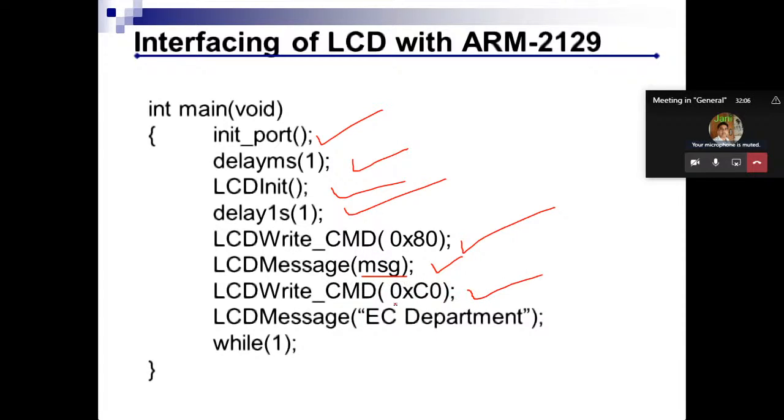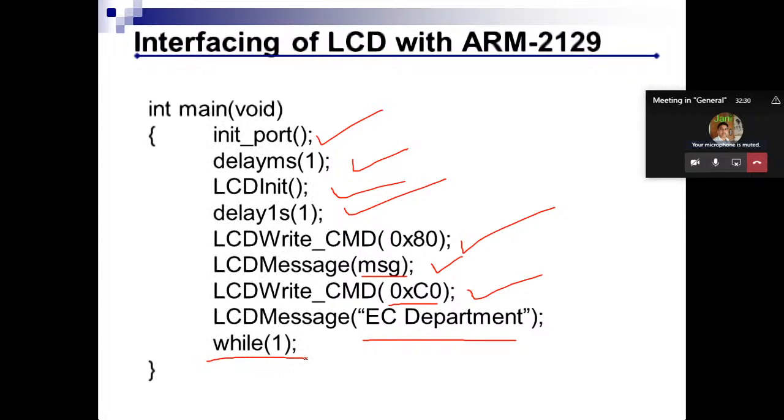For the second line, we are sending another command, 0xC0. This is because we want to write on the second line of the LCD. The message is "EC department". Here I am not using any variable, I am directly specifying the message. Here also you can do the same thing. Instead of writing MSG, you can directly write whatever message you want to display on the LCD. And then while(1).